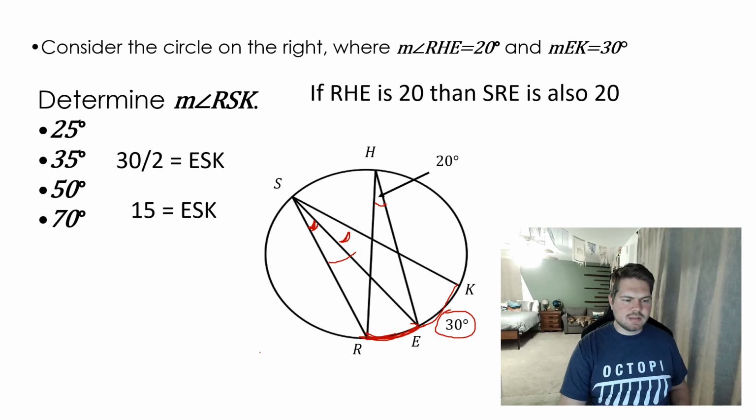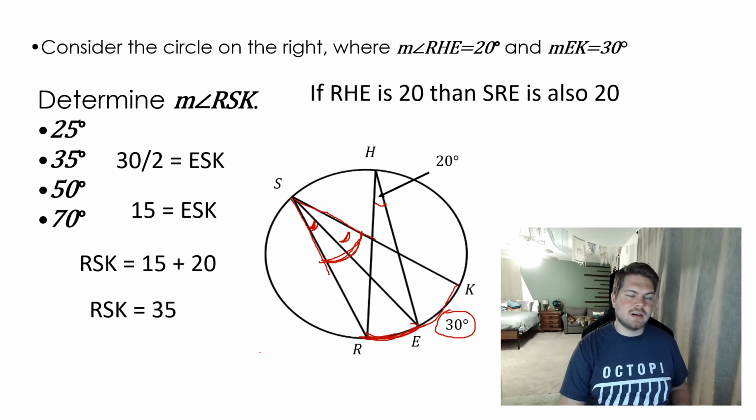Well, then if we want to solve for this whole angle, all of angle S right here, then we just need to add those two together. So add 15 and 20, and we get that this angle is 35 degrees.